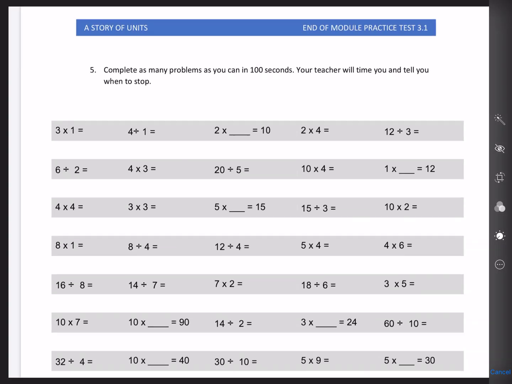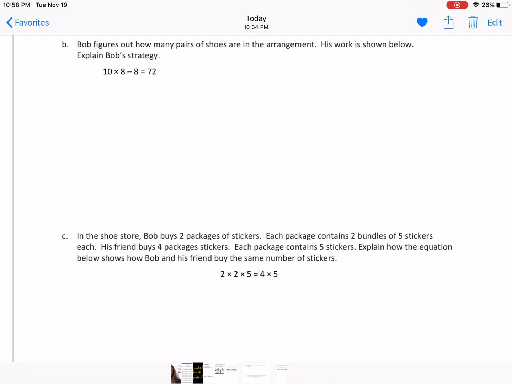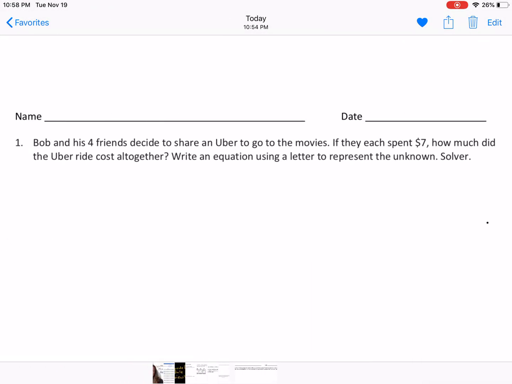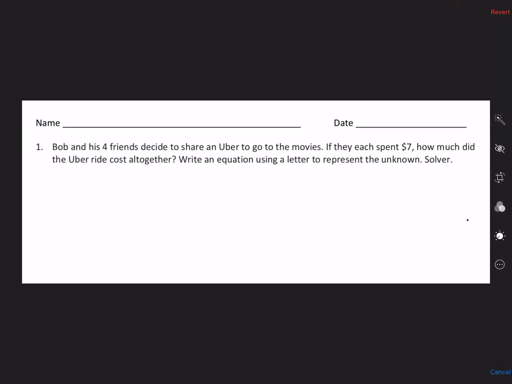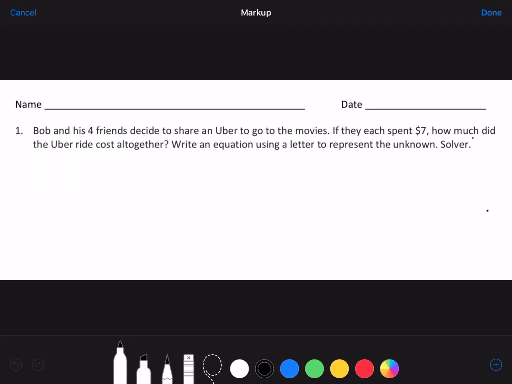All right? Now let's go look at number 1, which got moved. There we go. So number 1 says that Bob and his 4 friends decide to share an Uber to go to the movies. If they spent $7, how much did the Uber ride cost altogether? Write an equation using a letter to represent the unknown, then solve. I do notice that it says solve. I'm not sure why. Let's just see if we can pretend to ignore that, okay?